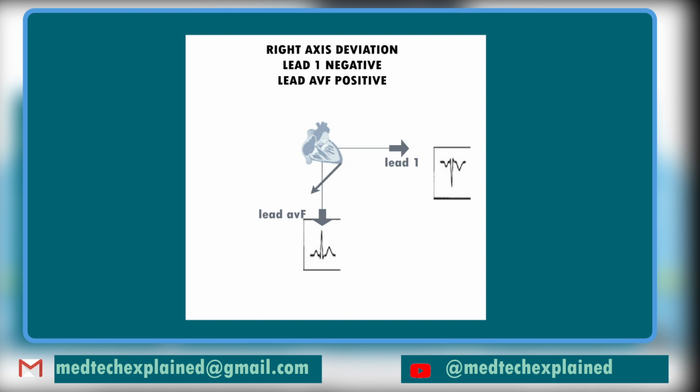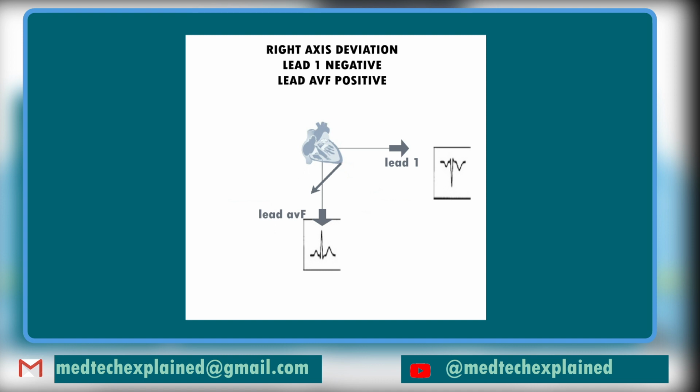As the right ventricle is larger than normal, more electrical current will now be moving towards the right side of the heart and lead AVF, but this also means that less electrical current will be moving towards the left side of the heart and lead 1. In fact, the current may be moving away from lead 1 altogether, so that lead 1 draws a negative QRS.